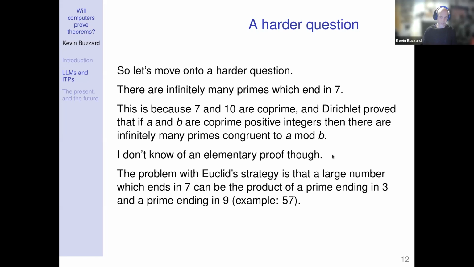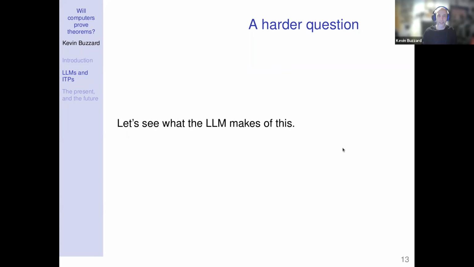But unfortunately, it can be the product of a prime ending in 3 and a prime ending in 9. And so you need some kind of algorithm that comes up with a new prime that ends in 7. And Euclid's approach does not give you such an algorithm. So that's the reason that the elementary proof fails.